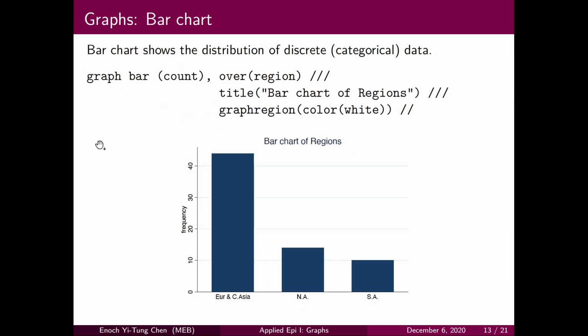Bar charts show the distribution of discrete categorical data. The example here shows the distribution of regions the patients come from. So you would say that the highest proportion is people from Europe and Central Asia.